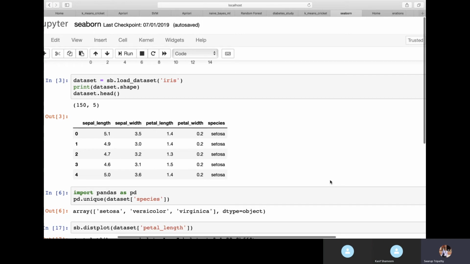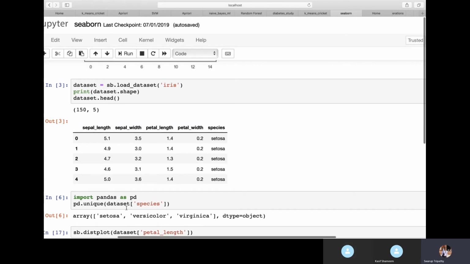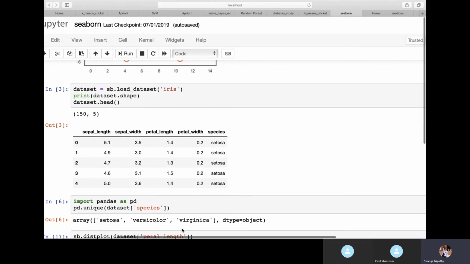Now here you can see species says Setosa, so it might be categorical data. To see what types of categories are there, I'm checking by importing pandas as pd, then pd.unique, passing that column name, dataset of species. So three unique things are there, that is Setosa, versicolor, and virginica.